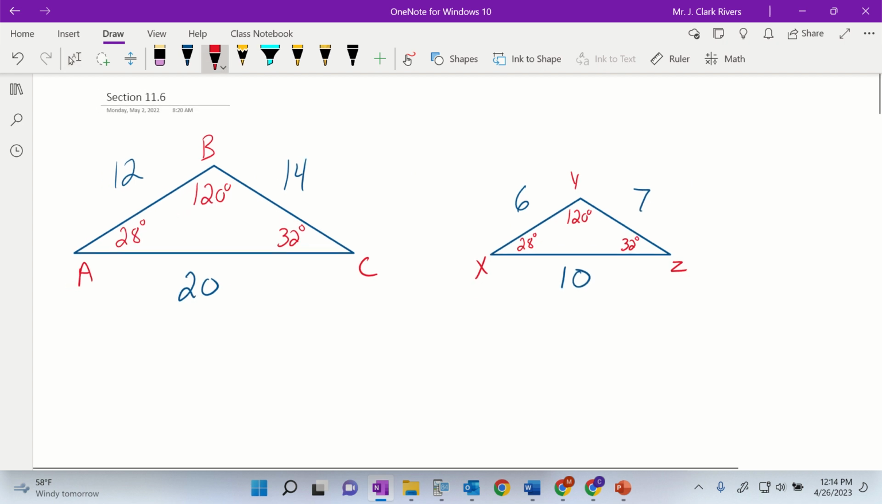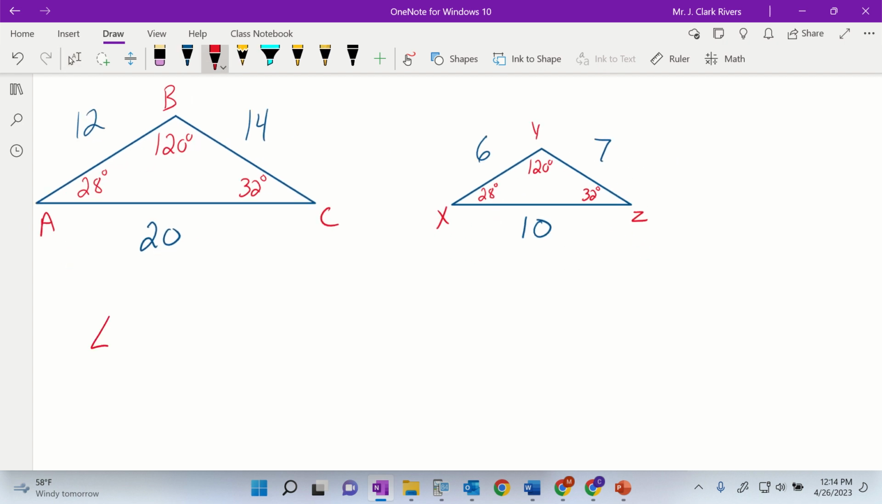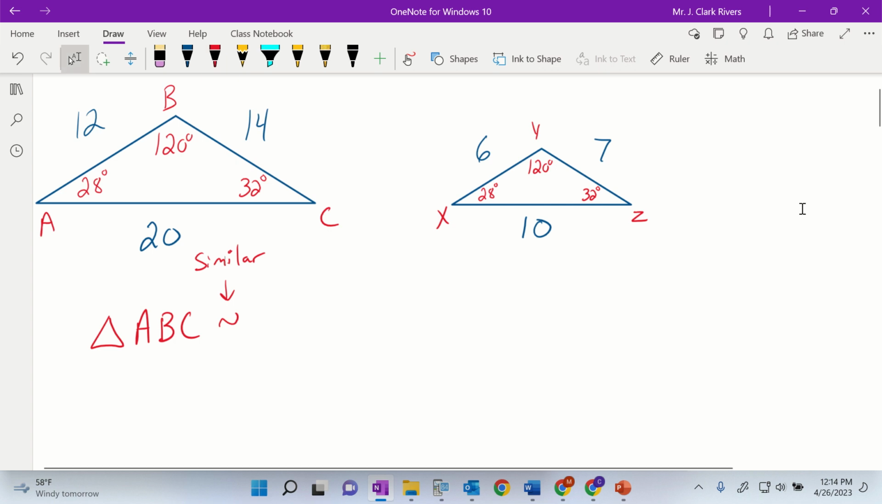So I want you to know that triangle ABC, don't write this down quite yet, is similar to, that symbol right there means similar, S-I-M-I-L-A-R. That is a mathematical term. What does similar mean? It means the two figures are exactly the same shape, but they're not necessarily the same size. You saw me shrink the smaller triangle down. Triangle ABC is similar to triangle XYZ.